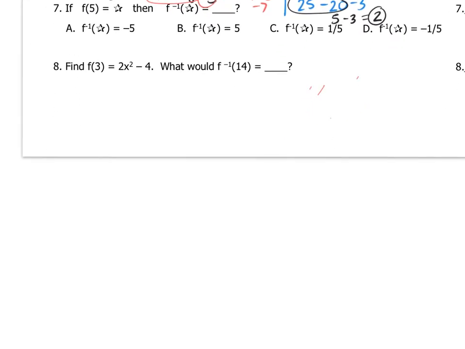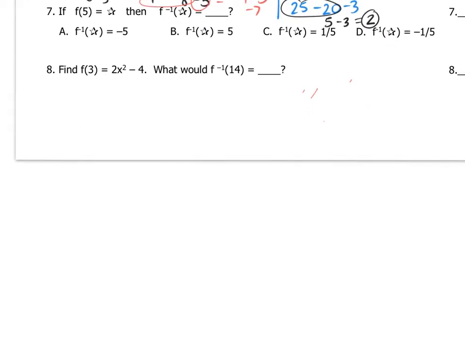The next one, number 5. If I take a function, I plug in 5, I get some random answer called star. If I take the inverse of that function and plug in star, then basically it's saying I'm going backwards. Inverse is backwards. So if 5 gave me star, then what would star give me? Go backwards. Wouldn't it just give you 5?